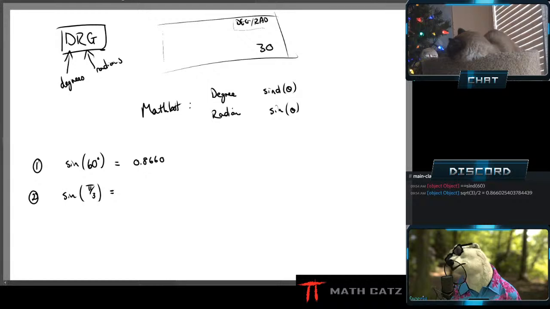So I say my sine function and then pi over 3. Now in MathBot it's only sine pi over 3 and we should get the same number because it was the same angle. 0.8660.